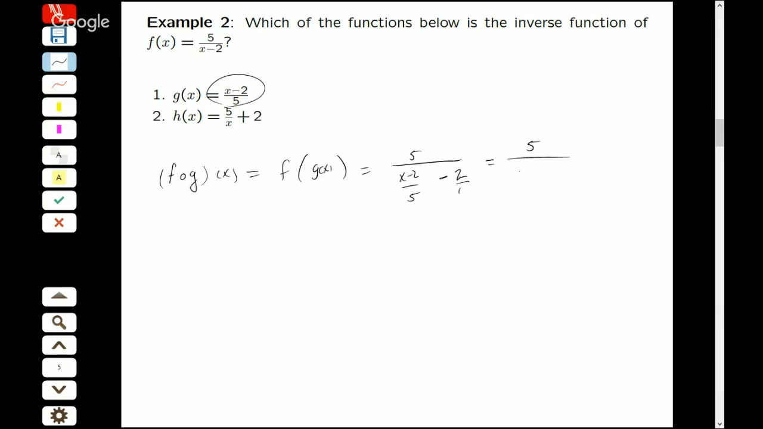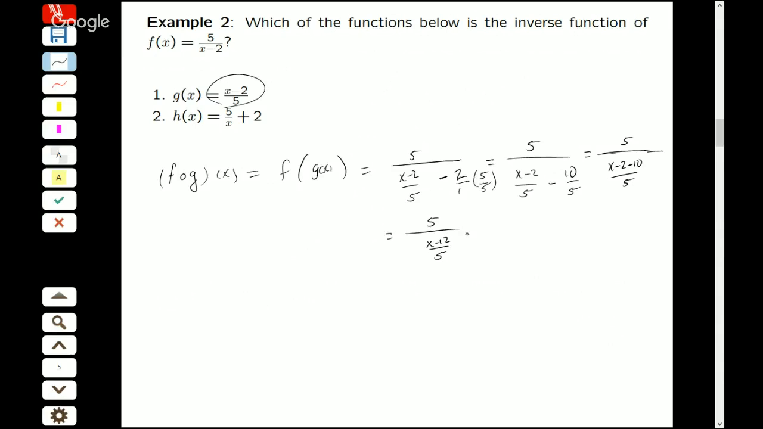What is my common denominator going to be? 5. So I have x minus 2 over 5 minus, this is going to be times 5 over 5, so that's going to be a 10 over 5. Combine that into one fraction in the denominator. I have an x minus 2 minus 10, all divided by 5. What is minus 2 minus 10? X minus 12 over 5.